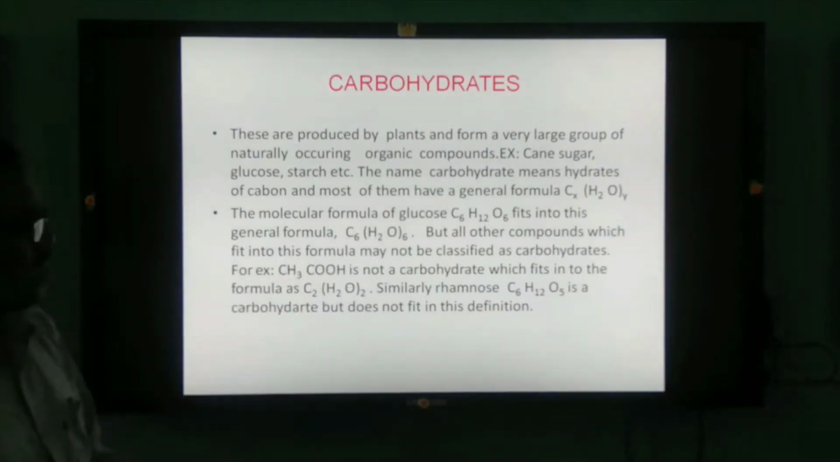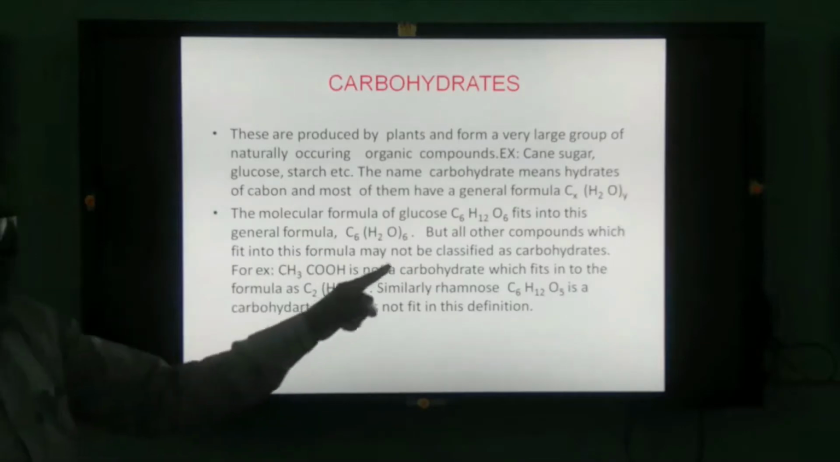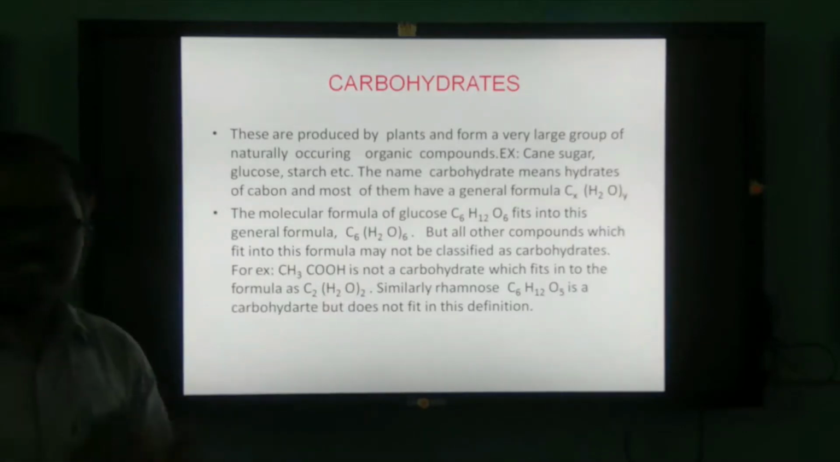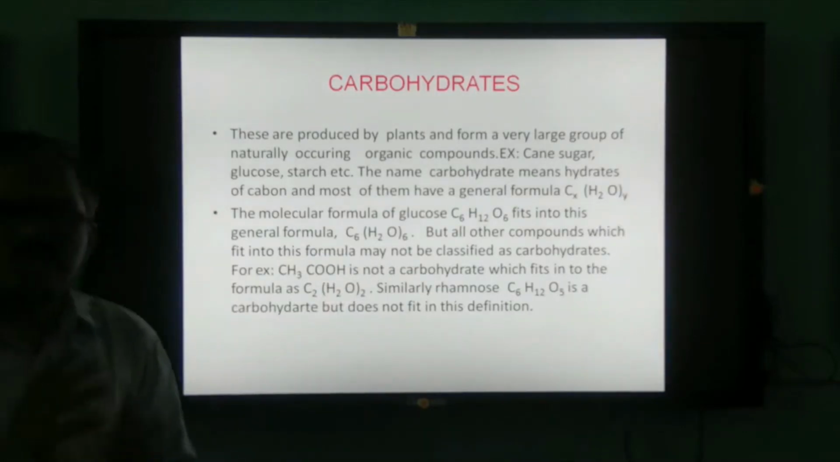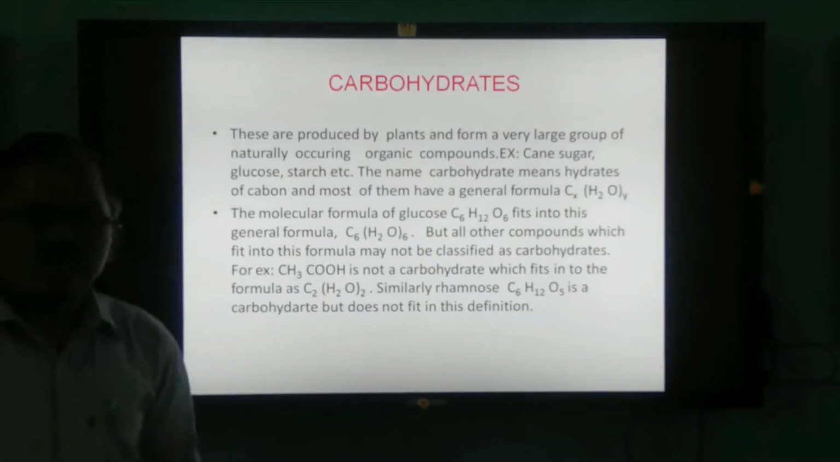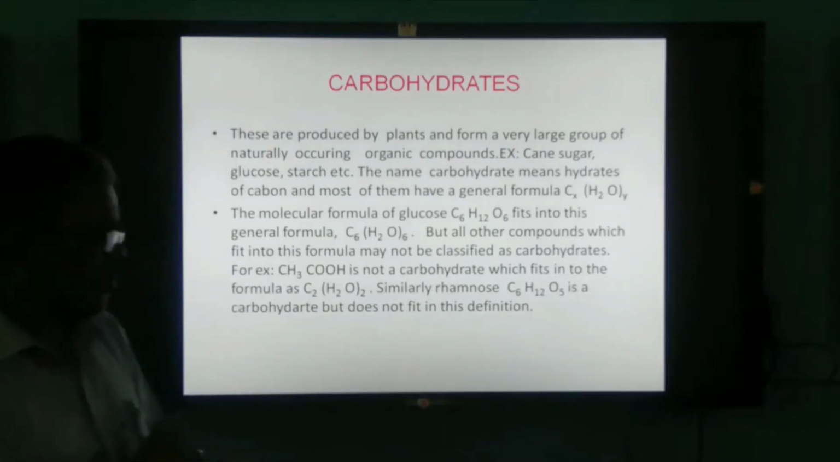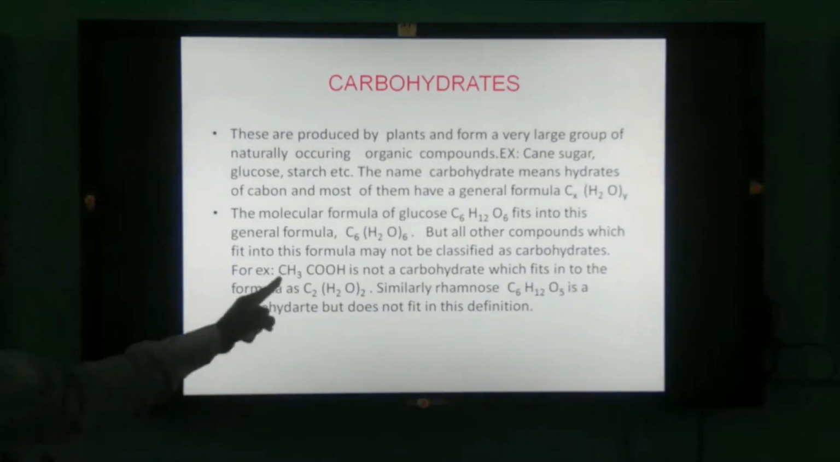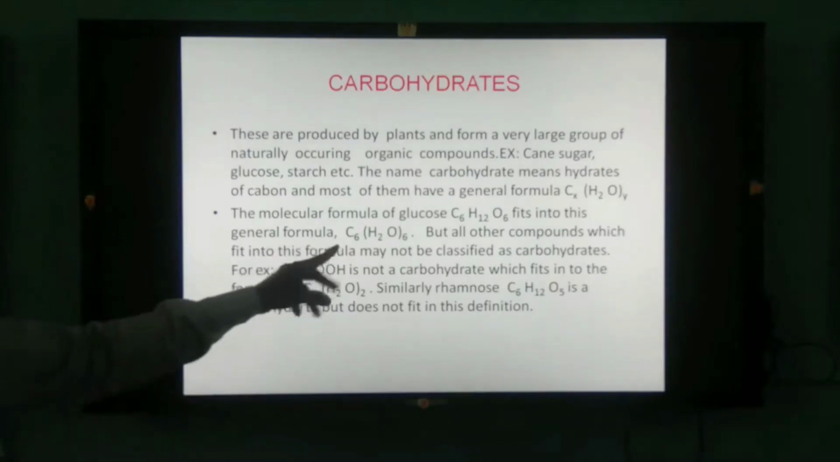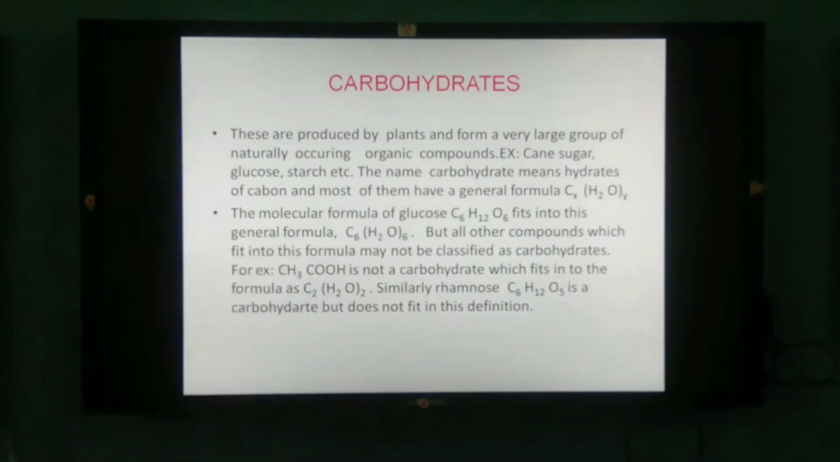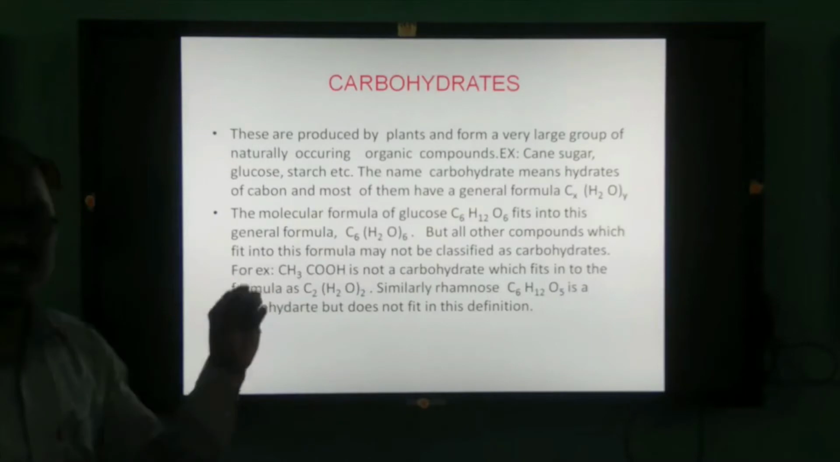can be written as C6(H2O)6. But all compounds which fit into this formula may not be carbohydrates, and there are some compounds which do not fit into this formula but are carbohydrates. We will see some examples. Glucose fits in this formula C6(H2O)6, and it is a carbohydrate.